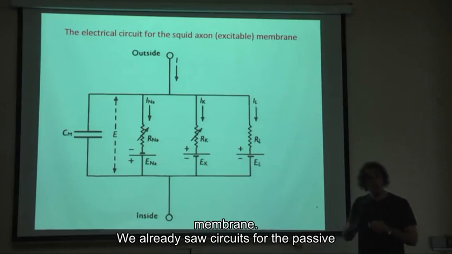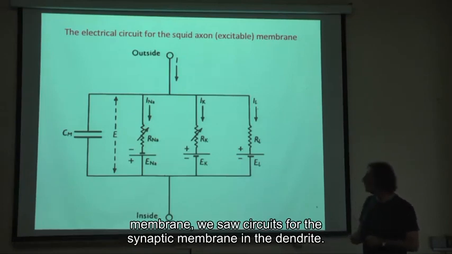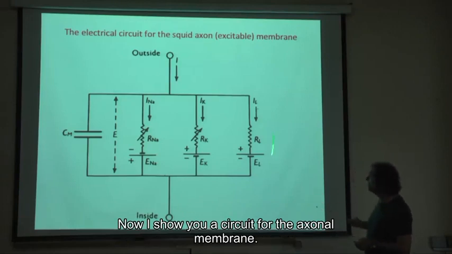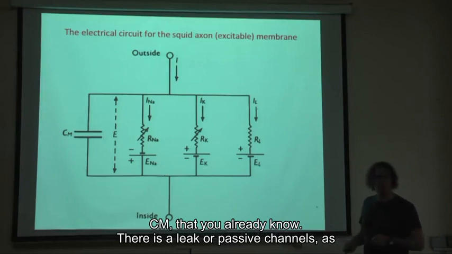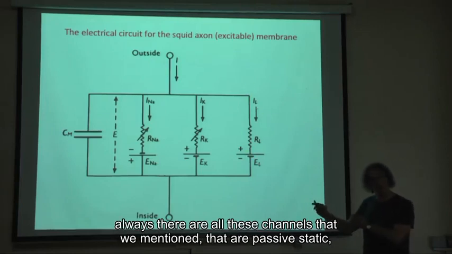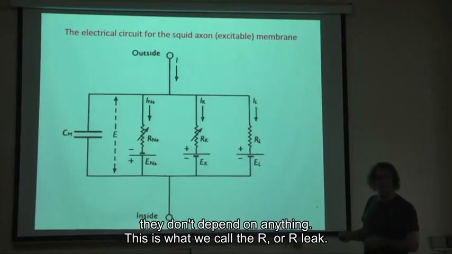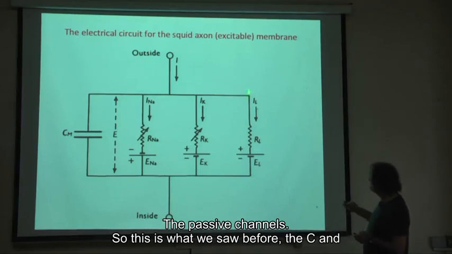We already saw circuits for the passive membrane. We saw circuits for the synaptic membrane in the dendrite. Now I show you a circuit for the axonal membrane. And here is the circuit. There is a capacitance, Cm, that you already know. There is a leak or passive channels. As always, there are all these channels that we mentioned that are passive, static. They don't depend on anything. This is what we call the R or R leak, the passive channels. So this is what we saw before, the C and the R.